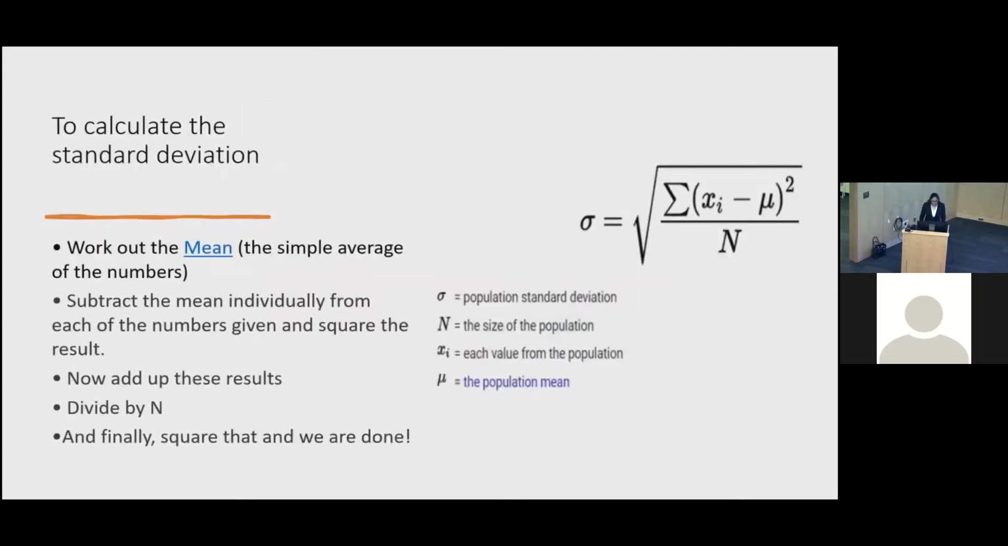It is a little bit tricky to calculate standard deviation by hand, so usually statistical software can do the job for you. However, here are the steps to calculate standard deviation manually. Initially you need to work out the mean, then subtract the mean individually from each of the numbers given and square the result. Then you add up all these results and divide by the total n, and finally take the square root of that, and then we are done.